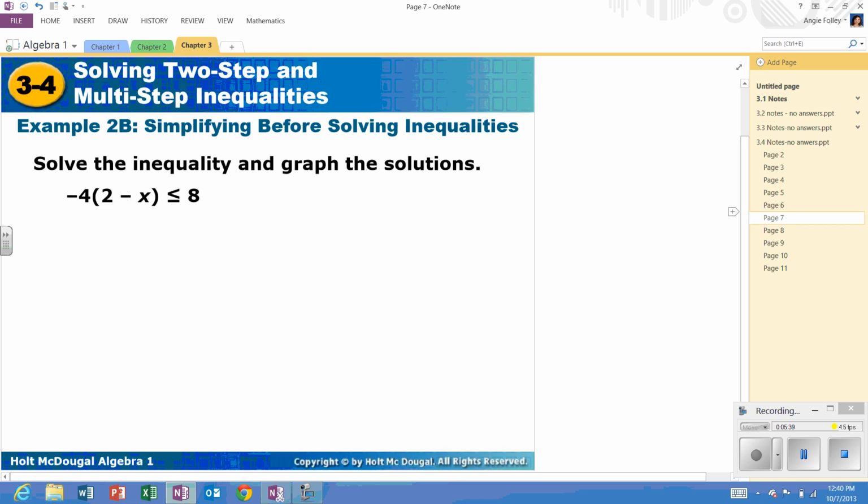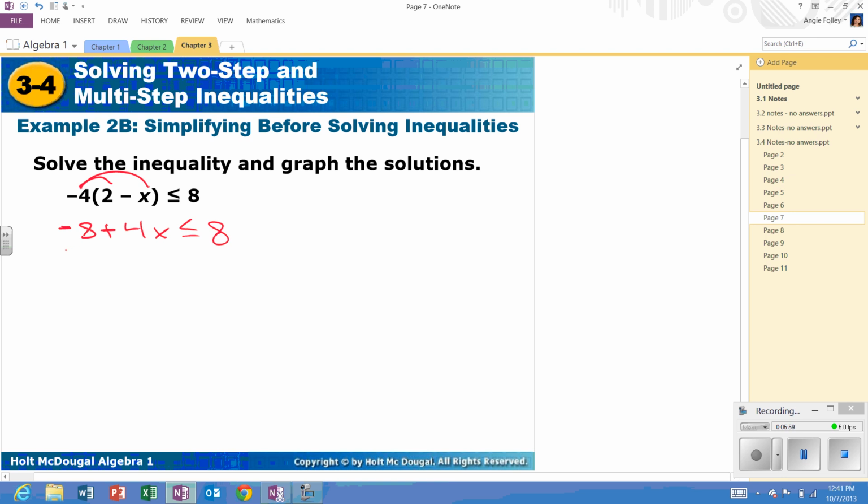Okay, so -4 times parentheses 2 minus x is less than or equal to 8. So we're going to need to use the distributive property for this. We're going to distribute the -4 throughout. So that's going to become -8. -4 times -x becomes a positive 4x is less than or equal to 8.